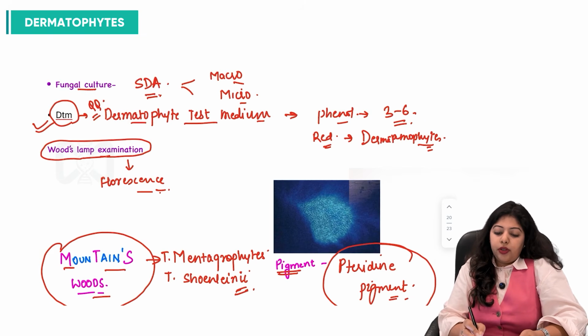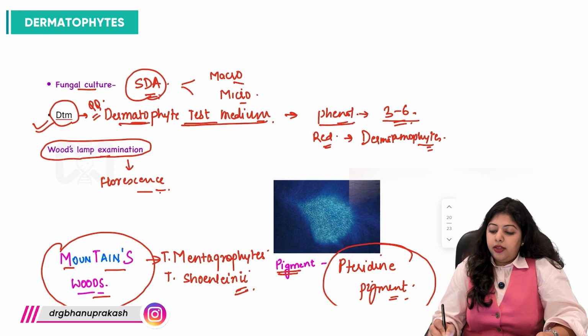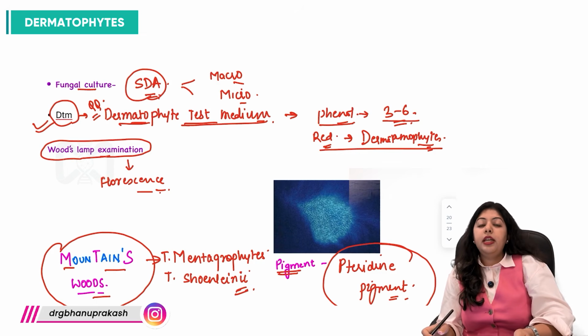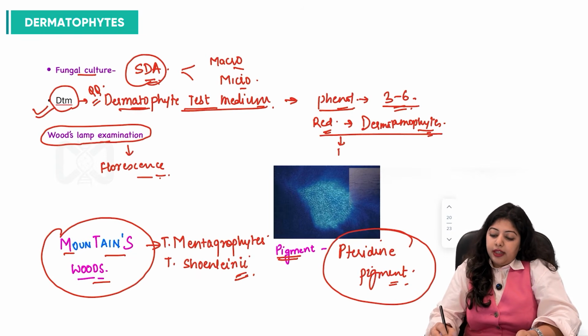Fungal culture we are doing on SDA media and the dermatophyte test medium. In the dermatophyte test medium, the color imparted to the medium would be red because of the metabolic activities of dermatophytes.